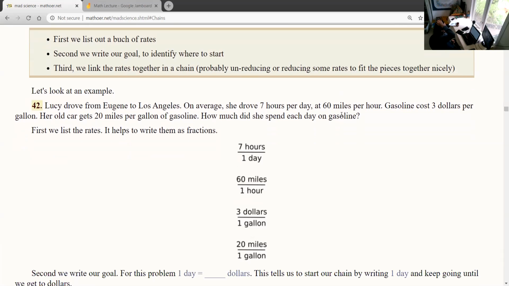Second, we write out our goal and we identify where we start. Just like when we did the King Henry stuff with the decimal scoots for metric measurement conversions, we had to know where we're starting and where we're ending up. And this is a similar thing. And then lastly, we're going to make a chain to link things together to get from our start to our end. And we probably will have to either unreduce or reduce some of our rates to make this happen.